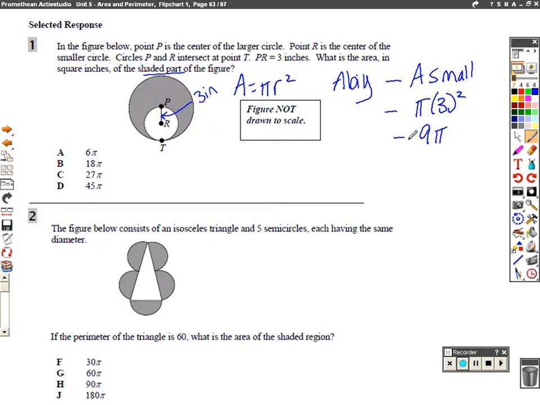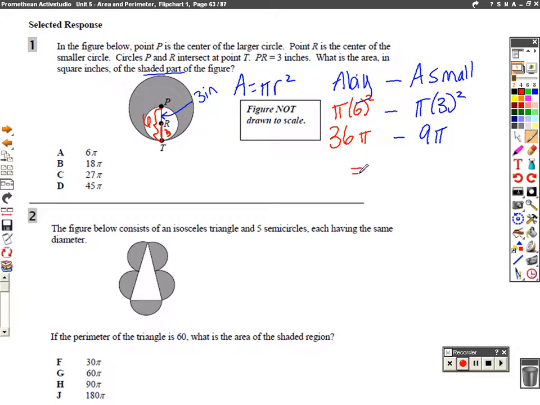Area of the big, we have to think about it a little bit. Well, if P to R is 3, then R to T is also 3. That's a radius, which tells me that the whole thing from P to T is 6. And that makes 6 the radius of that circle. So pi times 6 squared will be the area of the big circle, or 36 pi.